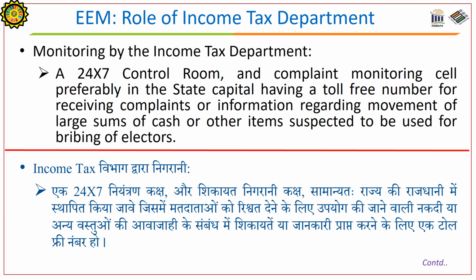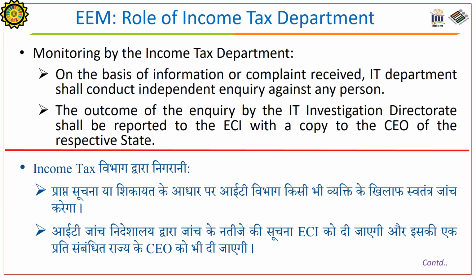A 24/7 control room and a complaint monitoring cell, preferably in the state capital, having a toll-free number for receiving complaints or information regarding movement of large sum of cash or other items suspected to be used for bribing the electors. On the basis of the information or complaint received, the Income Tax Department shall conduct independent inquiry against any person. The outcome of the inquiry by the IT Investigation Directorate shall be reported to the Commission with a copy to the CEO of the respective state.